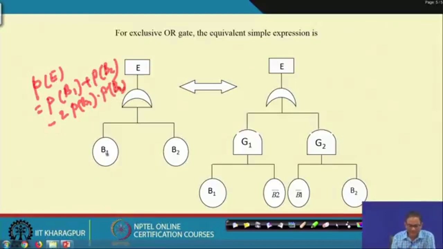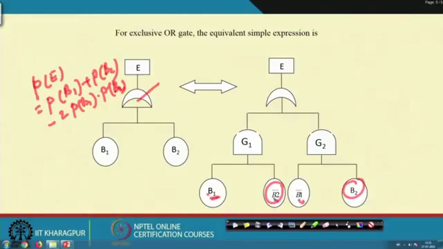What is an exclusive OR gate? Either of the two should occur, but not both. It is equivalent to an OR gate, and the representation is this. B1 should occur, B2 should not occur, that is why B2 bar. Here B2 occurs, but B1 should not occur, that is B1 bar. If B1 occurs and B2 does not, this AND gate condition is satisfied and E will occur. Other way, B2 occurs and B1 does not, this condition is satisfied and E will occur.